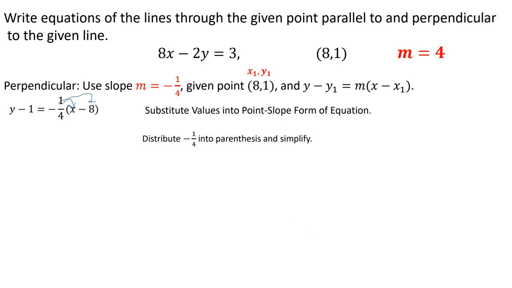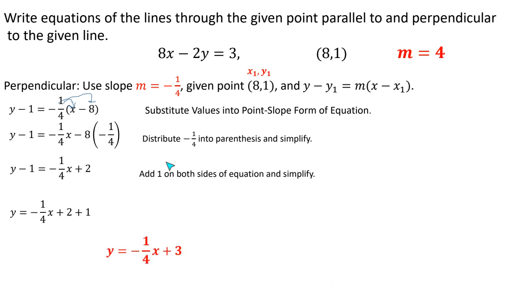Multiply the -1/4. So we get -1/4 x. -8 times -1/4 is going to be a positive 2, positive 2. And then we're going to add the 1. So we end up with 2 plus 1, which is 3. So this is our equation of a line that's going to be perpendicular to this line.